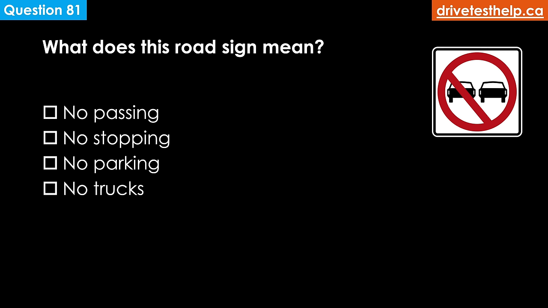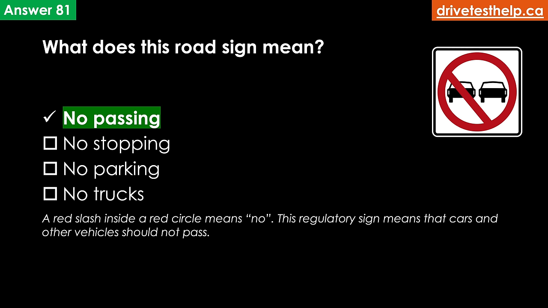What does this road sign mean? No passing, no stopping, no parking, no trucks. Correct answer, no passing. A red slash inside a red circle means no. This regulatory sign means that cars and other vehicles should not pass.